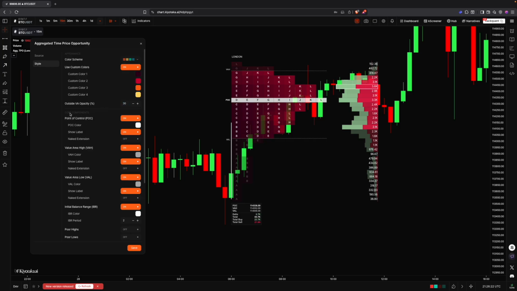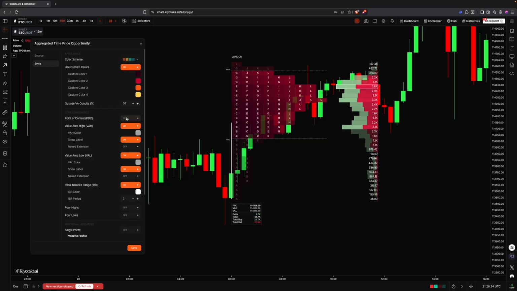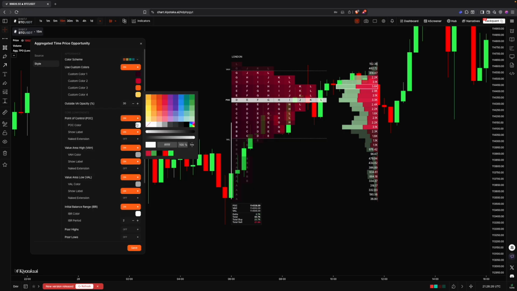And then you can, of course, turn off your core components. You can turn off the point of control, change the color, show a label, which is just on the left side here, as well as a naked extension, which we'll get into just a bit. But we have these toggle settings for all the key levels on your chart, and as well as the initial balance range, which I mentioned before. This is the first hour of trading by default.